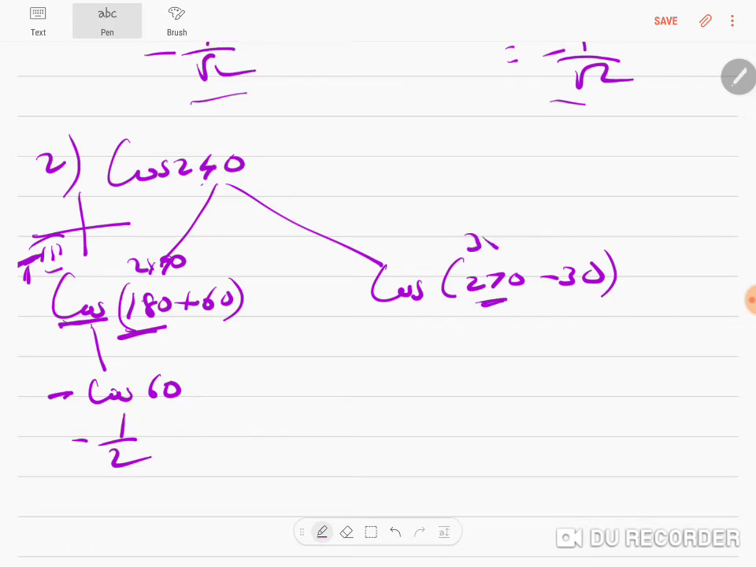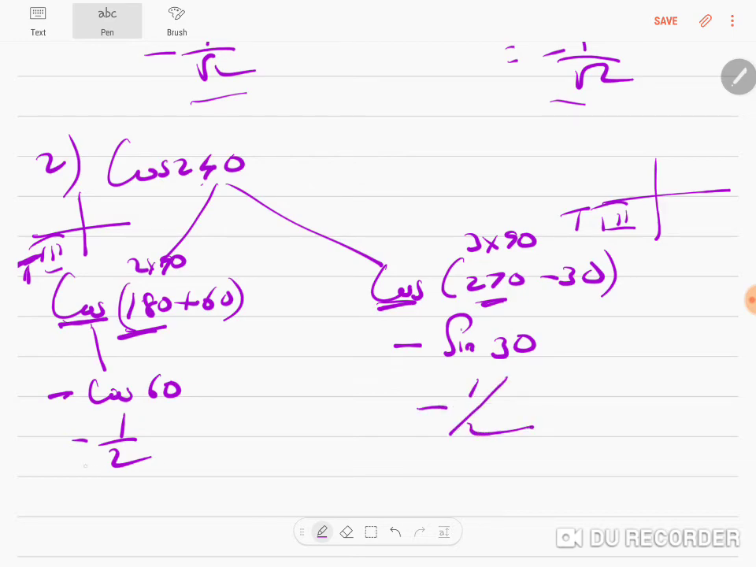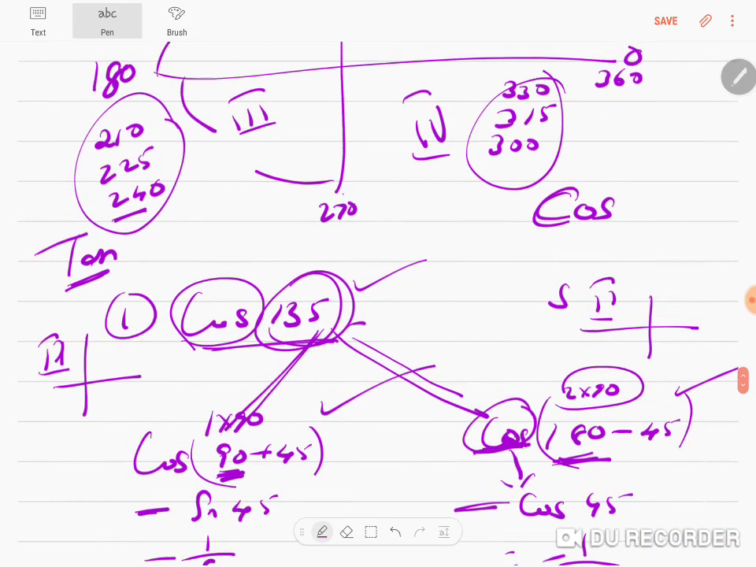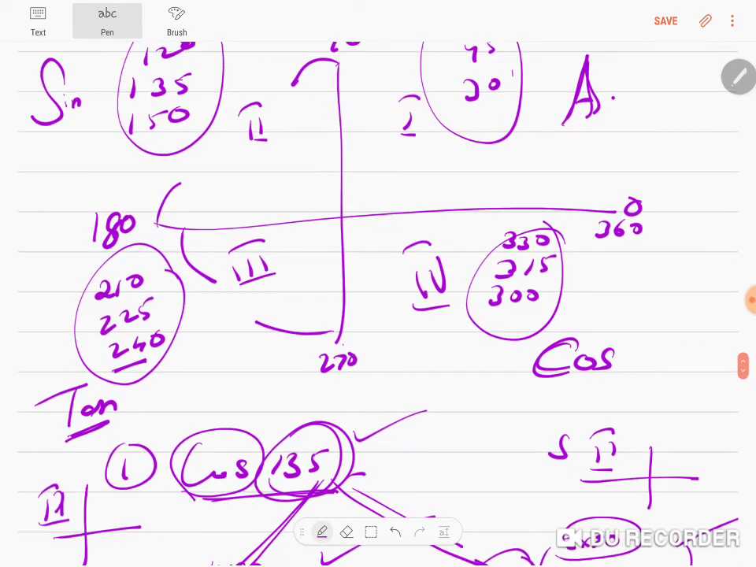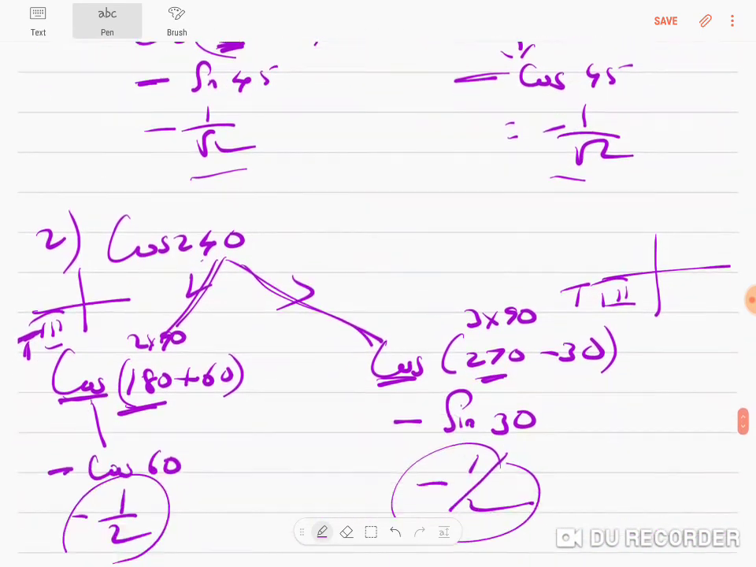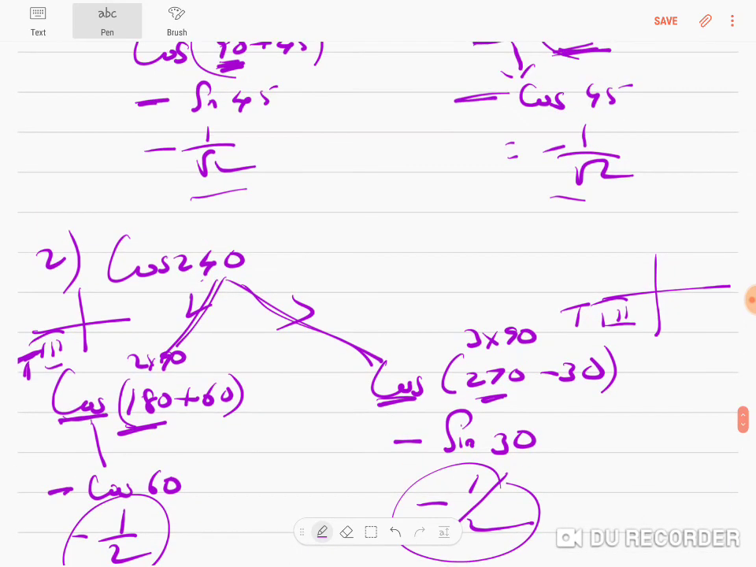This is an odd integral, 3 into 90. So cos will become sin 30, and again, which quadrant? The third quadrant is where the question is. Only tan can be positive. The question is about cos, so minus sin 30, whose answer is again minus 1 by 2. See, either approach will lead you to the same answer. Whether you write it as an even integral or as an odd integral, it's completely up to you. Now the third quadrant is done.